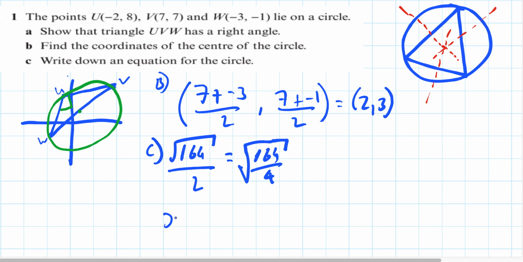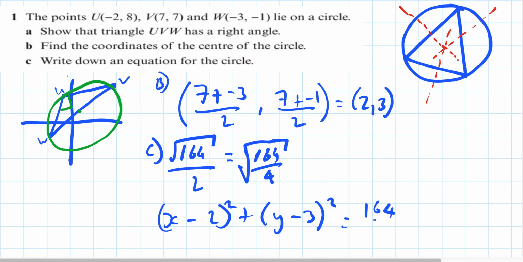Therefore, x minus 2 squared plus y minus 3 all squared equals 164 over 4, because this will be squared, r squared, so just leave it at that. And that could be cancelled down to 41.